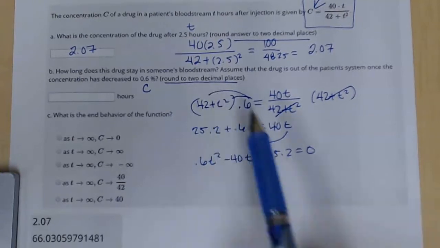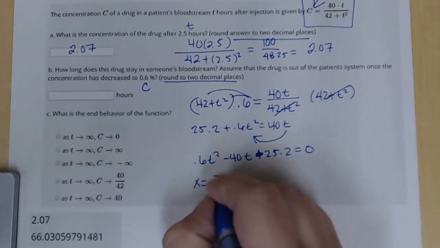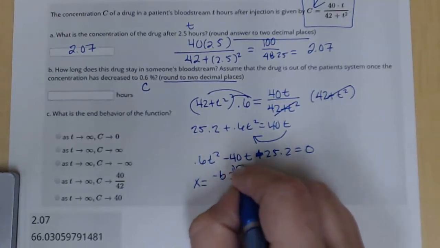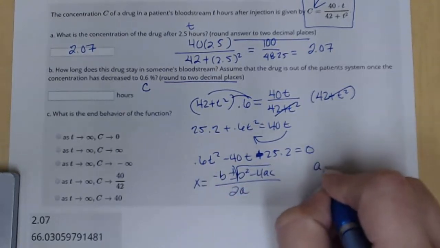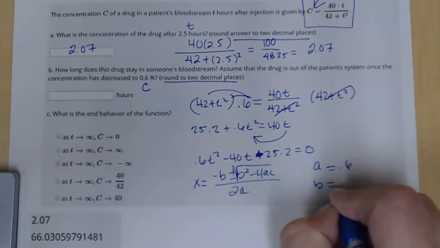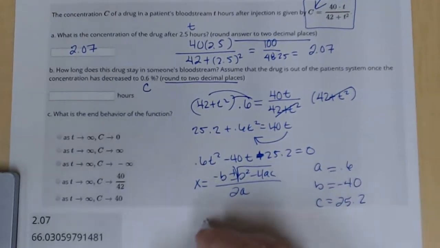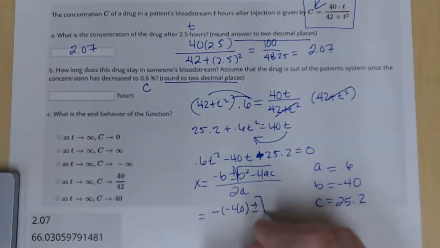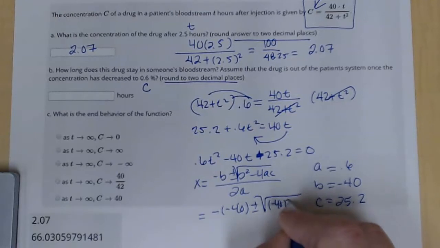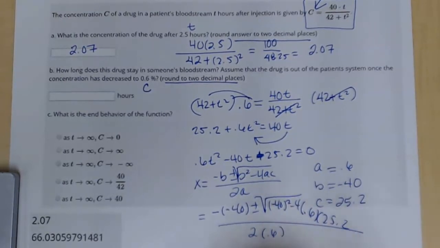It does say round to 2 decimal places, and so that means you're going to have to use your quadratic formula. That's negative b plus or minus the square root of b squared minus 4ac all over 2a. So your a is 0.6, your b is negative 40, and your c is 25.2. So I'm going to finish this out. This tells me negative b plus or minus the square root of b squared minus 4 times a times c, all over, kind of ran out of room there, 2a.